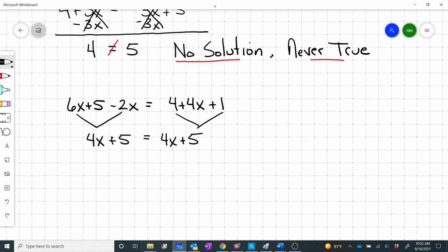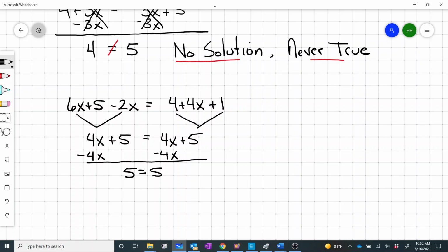And you see how the left side is exactly the same as the right side? 4x plus 5 equals 4x plus 5. Well, doesn't 4x plus 5 always equal 4x plus 5? Okay. And if you were to continue to work this problem, if you subtracted 4x from each side, wouldn't we get that 5 is equal to 5? And isn't 5 always equal to 5?